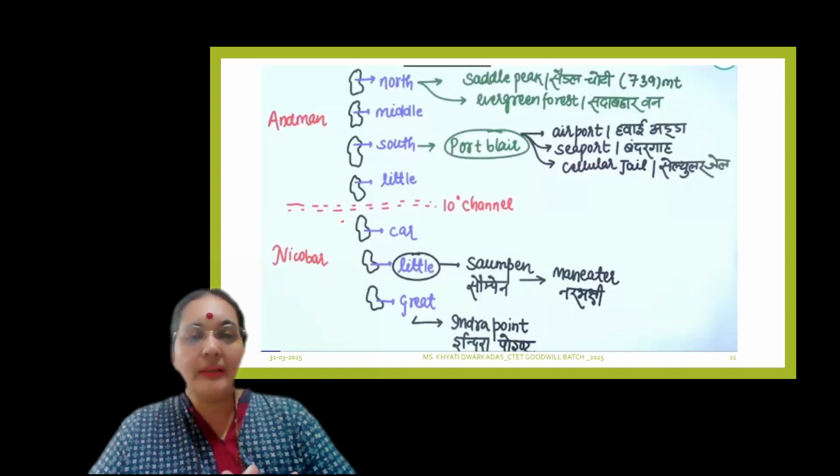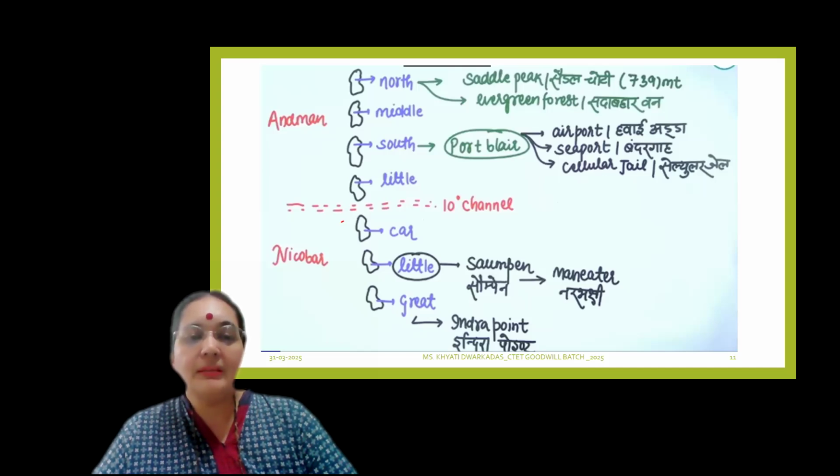So look, I've tried drawing these islands for you. To the north, middle, south, three different islands, and then you have Little Andaman. And then you have the 10-degree channel. Then you have Car Nicobar, Little Nicobar, and Great Nicobar. Below the Great Nicobar, you had the Indira Point, which was submerged in the tsunami of 2004. Like I told you, to the south of the Andaman Island, you have Port Blair, which has the airport, a seaport, and the cellular jail of Kalapani.